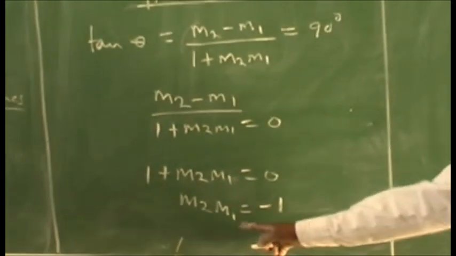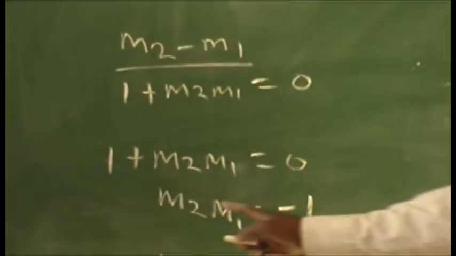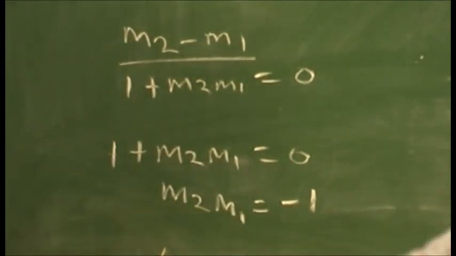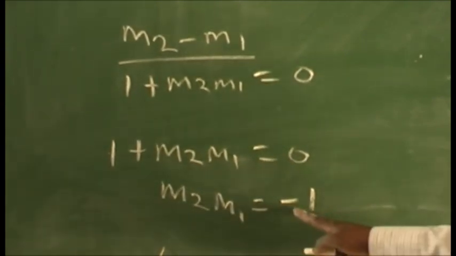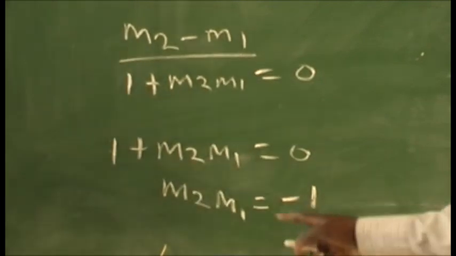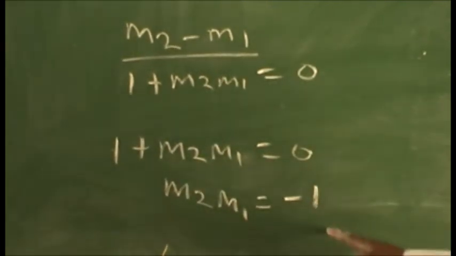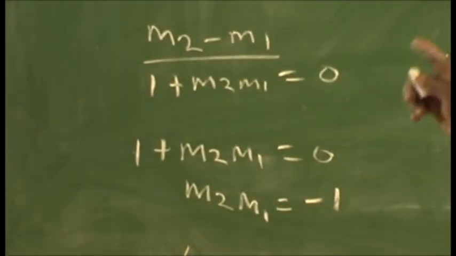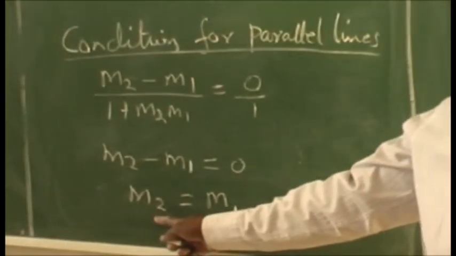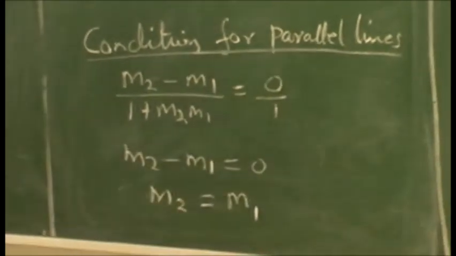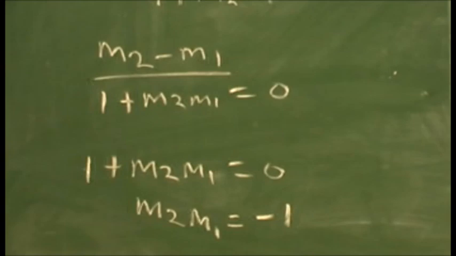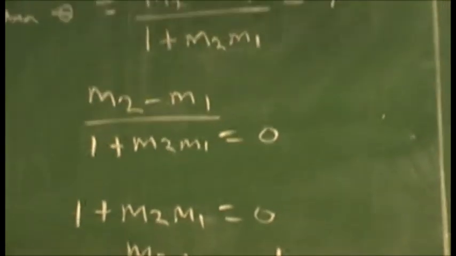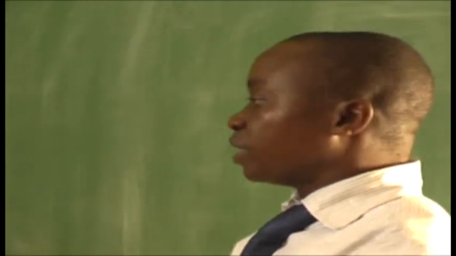Now what we observe is that for any two lines to be perpendicular, the product of the gradients of the two lines must be equal to minus 1. So if we multiply the gradients and we have minus 1, then we can conclude that the lines are perpendicular. And we should also know that for parallel, if the gradient of one line is equal to the other, then we'll say that they are parallel. Alright, now let's take some examples of how we can apply these things.